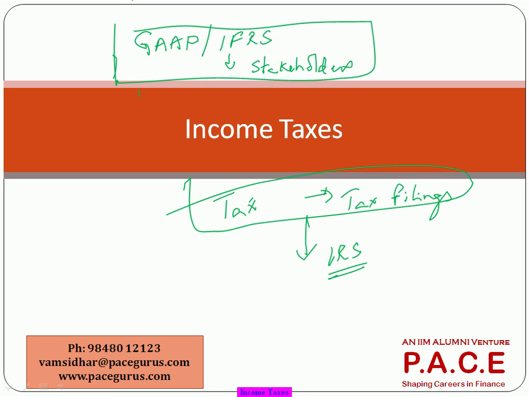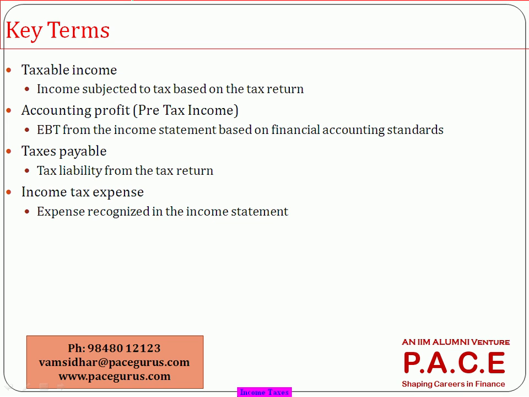But the real tax payment happens based on your IRS document, and you have to adjust that with your IFRS-based or GAAP-based financial reporting tax. That difference, in some cases it could be higher, in some cases lower, is what we show as a part of deferred tax assets or liabilities. Now let's see each item. Here we have to understand 4 terms to start with.